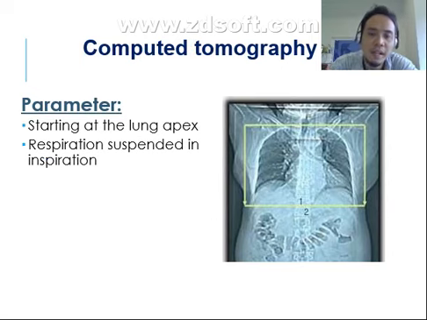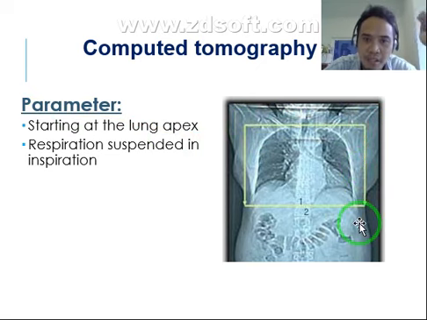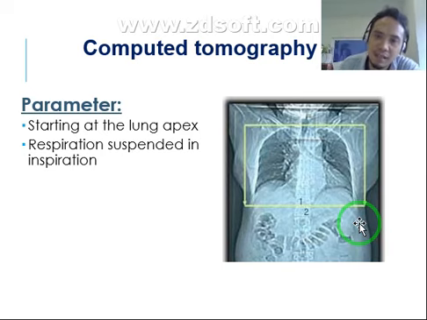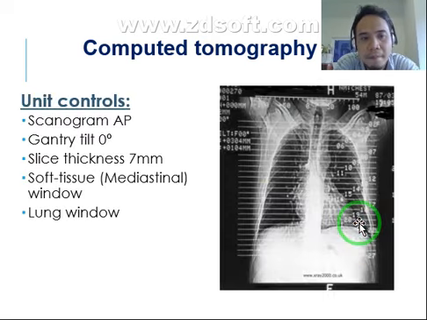When we acquire, the field of view should be from the apex of the lungs going to the diaphragm. The entire lungs should be captured. If possible, extend a bit more at the neck, the superior aspect, and about 1 inch past the diaphragm, so that our scan range is larger. The scanogram is in AP projection.